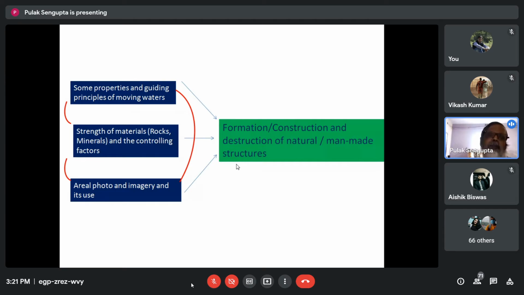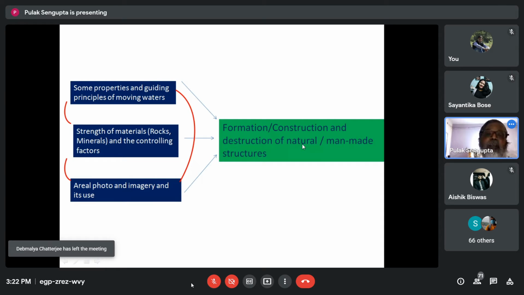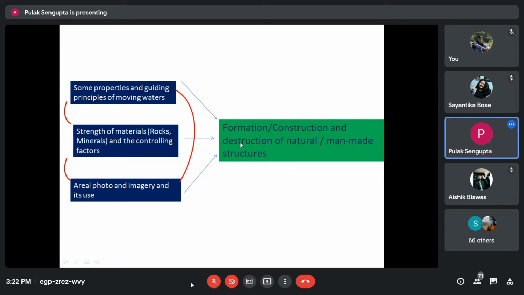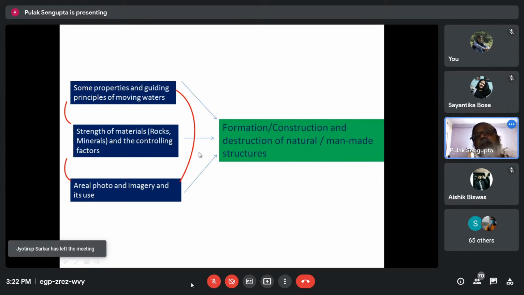So with these things, if you really go on in the coming days or months or years, you will see that the teachers in Jadavpur University, and this is true for any place in the world, take two basic approaches. First you teach these principles and then give the examples, natural examples or man-made examples. And there is another view that you first put these examples and then try to explain the guiding principles.